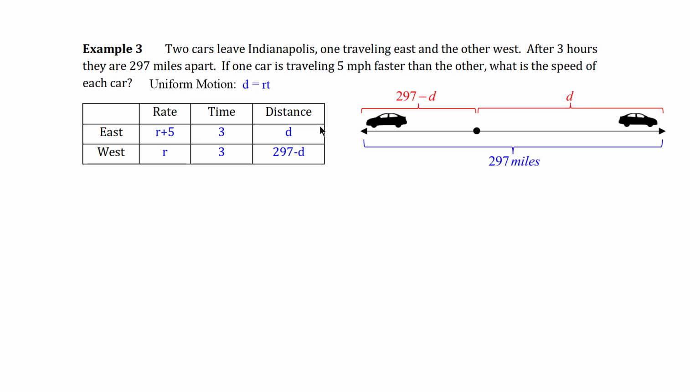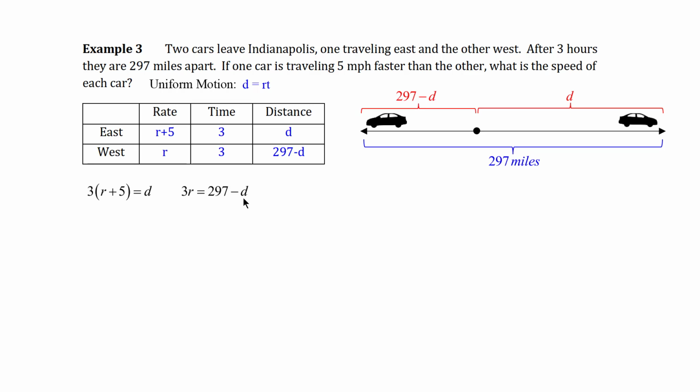Next, we could find the equation for both cars. We just multiply the corresponding rate and time and set it equal to their distance. For the car going east, we get 3 times (r + 5) equals d. For the car going west, we have 3 times r equals 297 minus d.